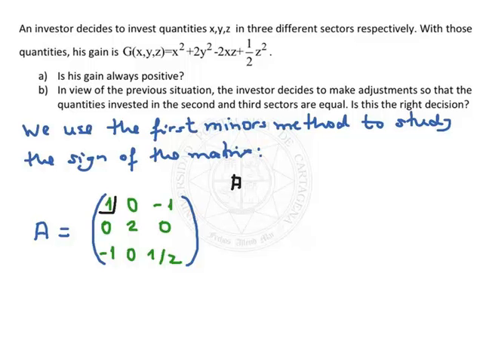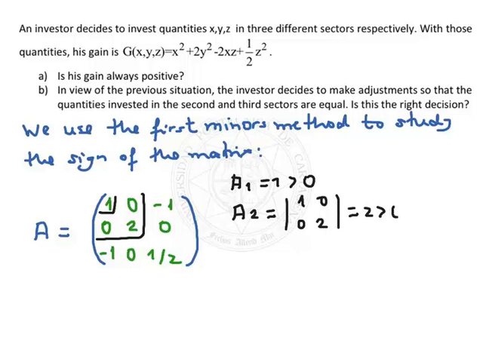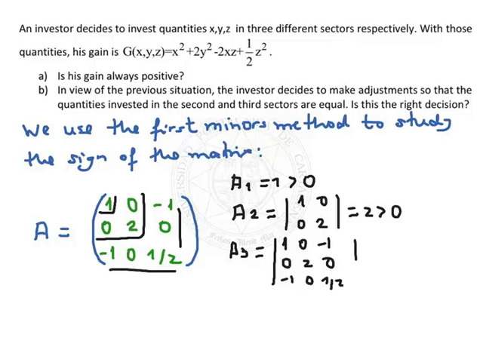By doing the calculations, A1, which is the smallest minor, equals 1, which is greater than 0. By doing the determinant of the second minor, we have that A2 equals 2, which is also greater than 0. And by doing the determinant of the matrix in R3, we have that A3 equals 1 minus 2, which is minus 1, which is smaller than 0.